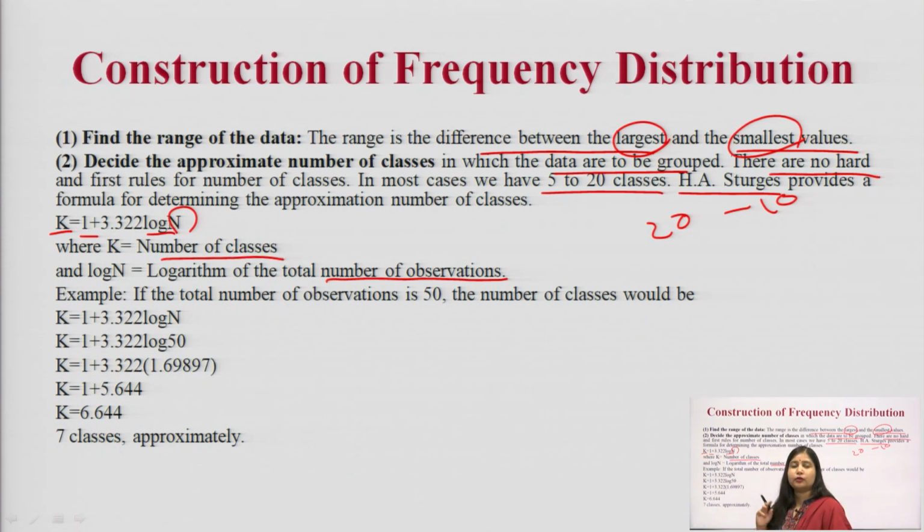Suppose your total number of observations is 50. So, you put the data: k equals 1 plus 3.322 with log 50. What is the log of 50? You look up the value of log 50, and at the end you will get the result of 7.677. It means if you have 50 observations, then you have to make approximately 7 classes.